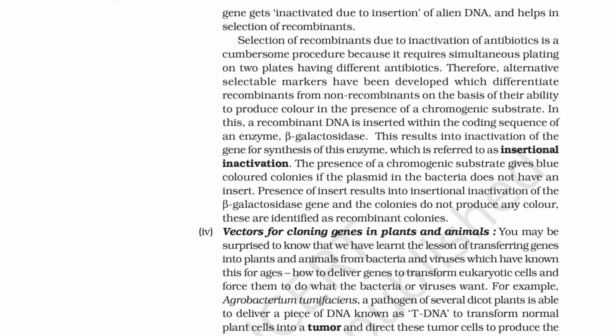The presence of a chromogenic substrate gives blue-colored colonies if the plasmid in the bacteria does not have an insert. Presence of insert results in insertional inactivation of the beta-galactosidase gene and the colonies do not produce any color. These are identified as recombinant colonies.